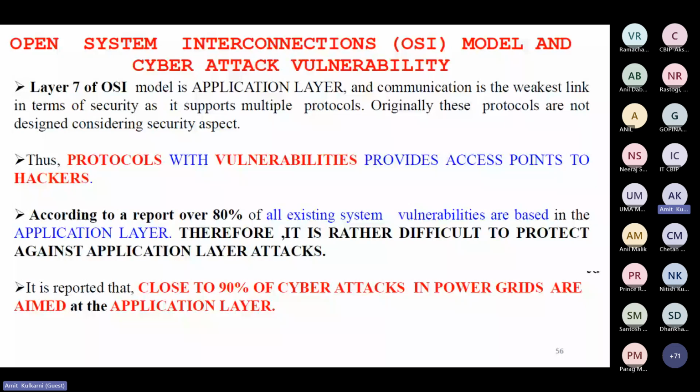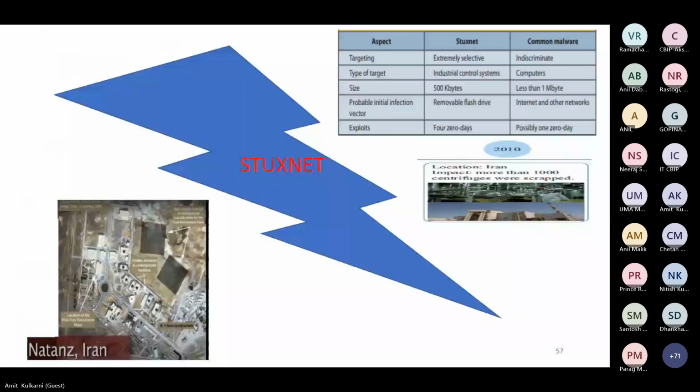Now coming to the next case study, that is Stuxnet. It's very famous. In fact, it is called the first cyber weapon, because this is the first attack by a cyber system, like a weapon, on power installations. It is associated with the Iranian nuclear power plant located at Natanz in Iran.